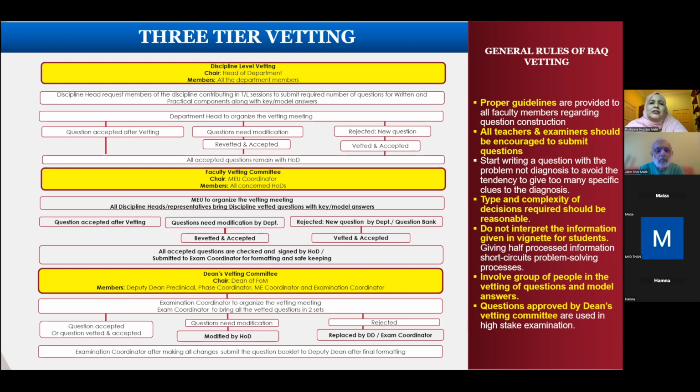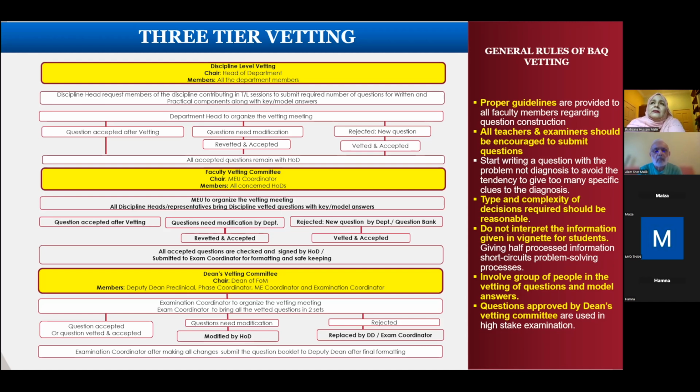The same vetting process will take place again at this level, and the questions which have been accepted, modified, changed, ultimately those questions are all checked and signed by the head of the department, and they are submitted to the exam coordinator for formatting and safekeeping, and they will be used for the examination.